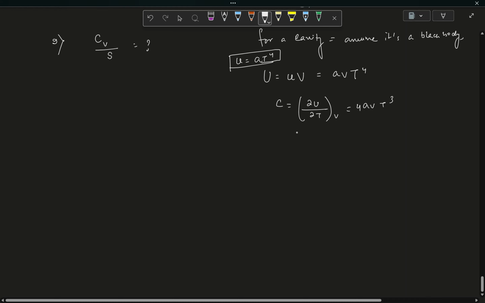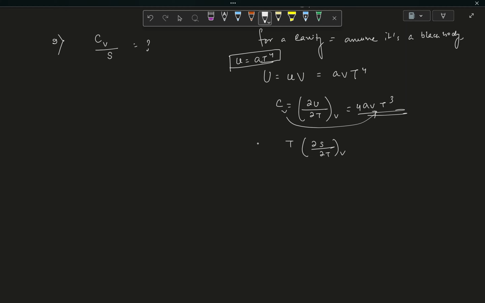But now if you derive further, CV has the expression T del S del T at V constant, which is equal to what? 4AV T cubed. So from there, del S del T at V constant is just 4AV T squared. Right? So here if you take S, it will be 4AV T cube by 3 by the integration. So we avoid the integration constant and anything.